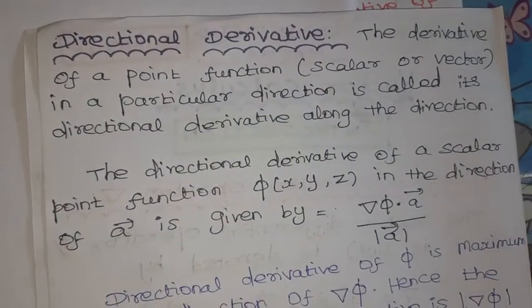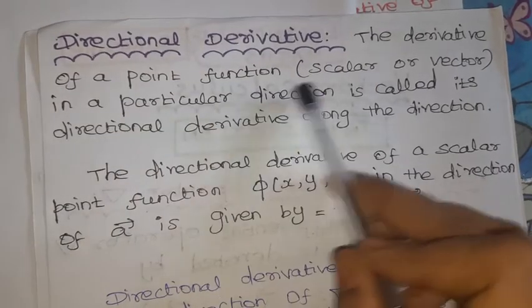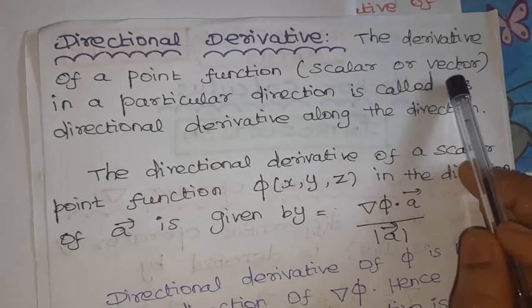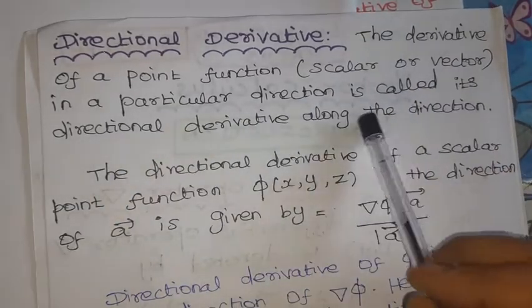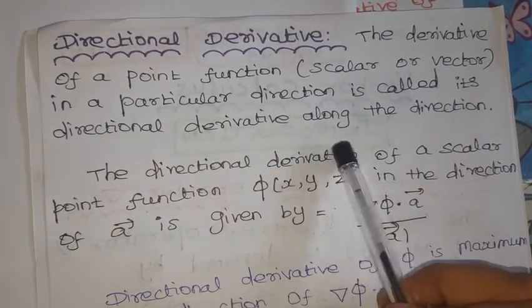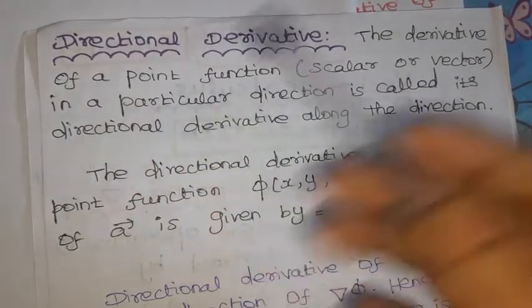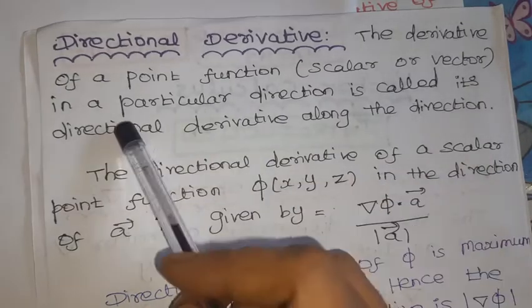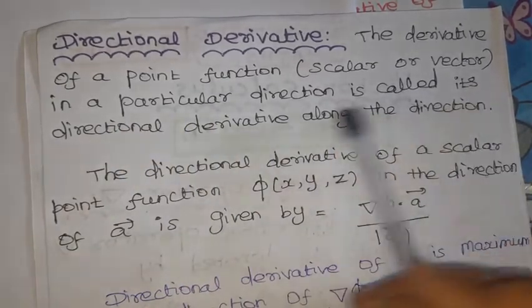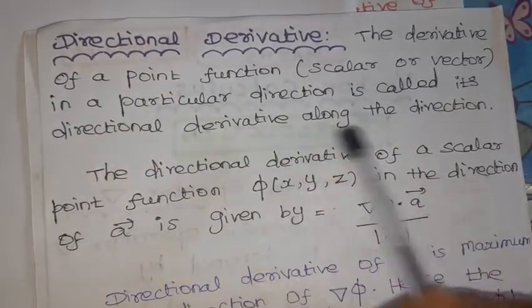Directional derivative. What is actually a directional derivative? The derivative of a point function, it may be a scalar point function or a vector point function, in a particular direction is called its directional derivative along the direction.